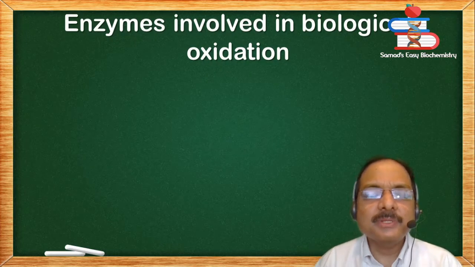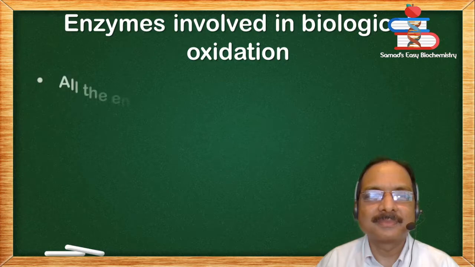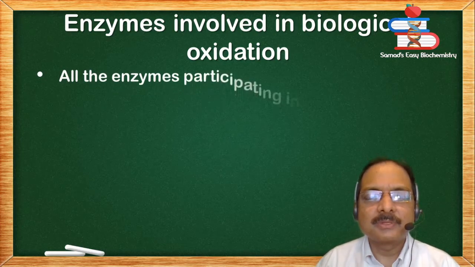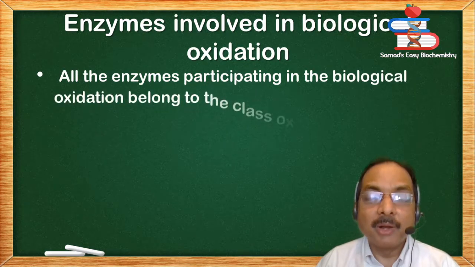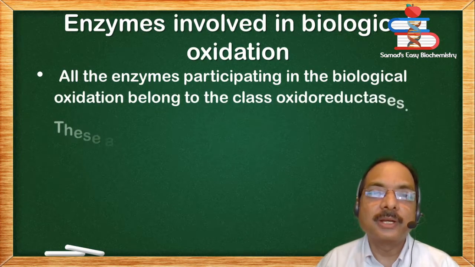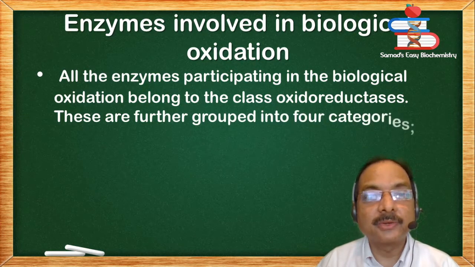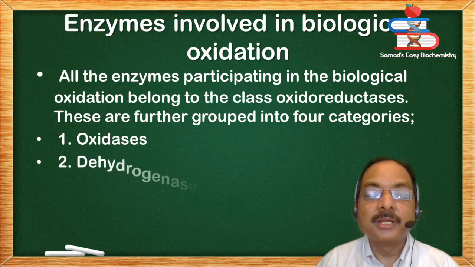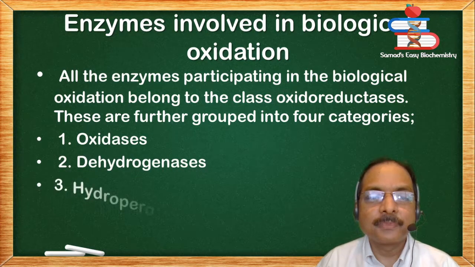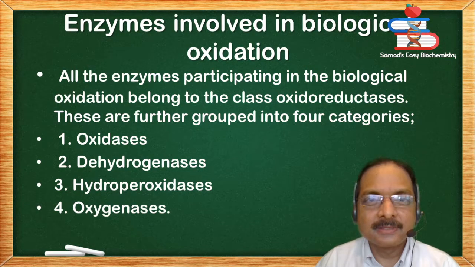Now, enzymes involved in biological oxidation. All the enzymes participating in the biological oxidation belong to the class oxidoreductases. They are further grouped into 4 categories: oxidases, dehydrogenases, hydroperoxidases, and oxygenases.